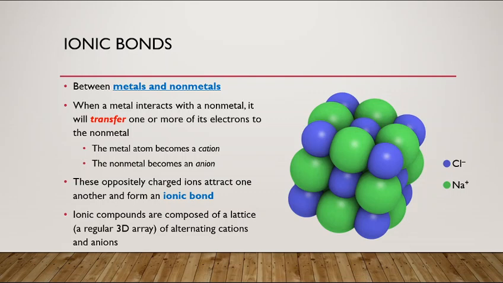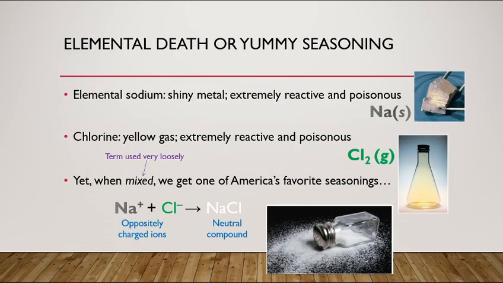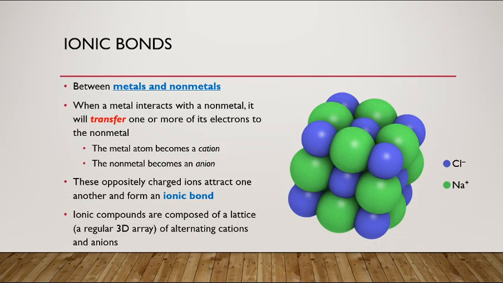The metals are on the left-hand side of the periodic table. Nonmetals are on the right-hand side of the periodic table. Whenever this occurs, there is a complete transfer of electrons. That is why on the previous slide, you have a sodium plus and a chlorine minus. Normally, sodium and chlorine in nature are neutrally charged. But as soon as you interact these two, there's a transfer of electrons from the sodium to the chlorine.